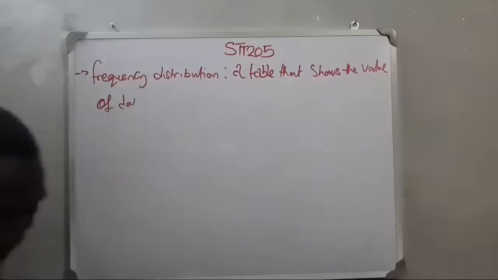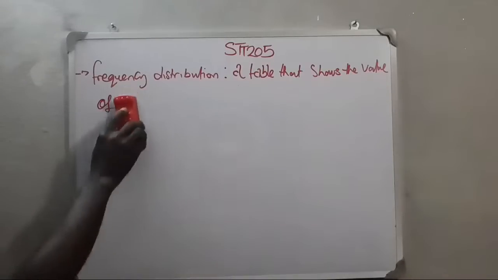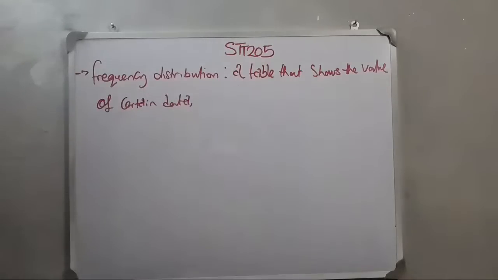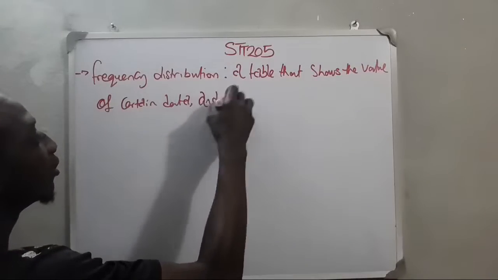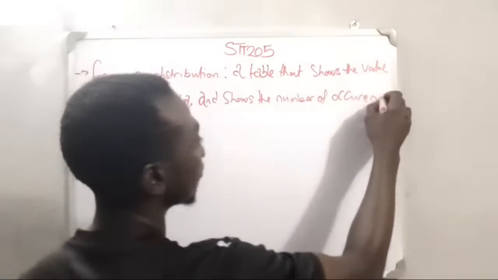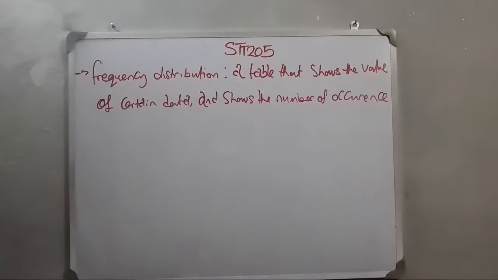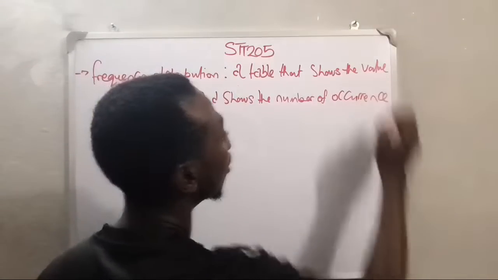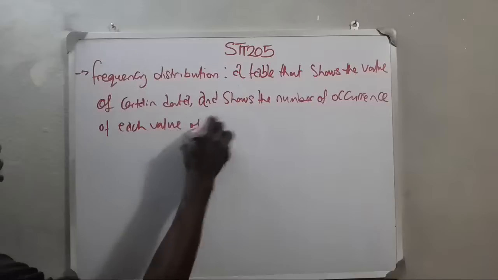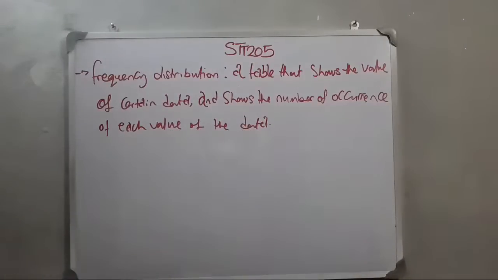of certain data. And it doesn't just show the value of certain data, it does as well show the number of occurrence, that should be double R, the number of occurrence of each value of the data.